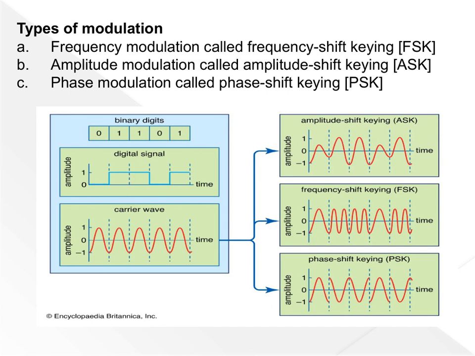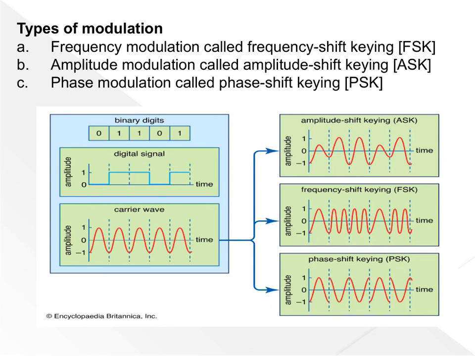Next, there's amplitude modulation, or ASK, where the amplitude of the carrier wave is adjusted to represent data. Think of it as turning the strength of the signal up and down to convey information. ASK is simple to implement, but can be more susceptible to noise, making it suitable for certain applications.